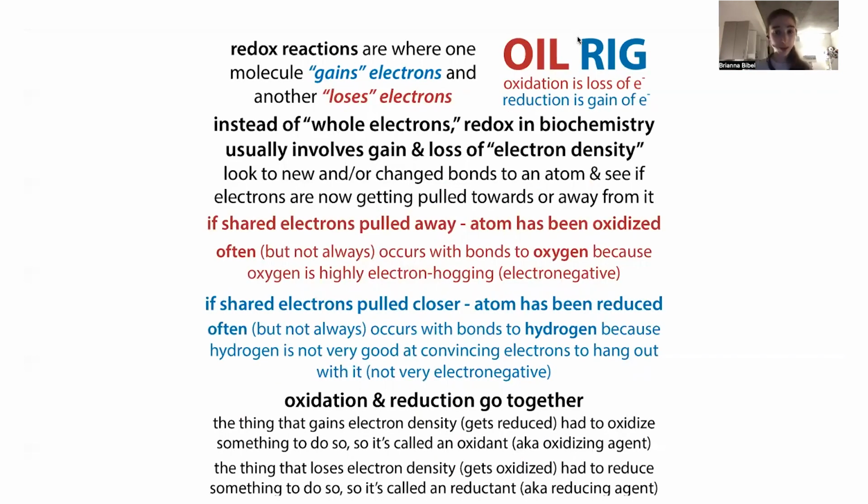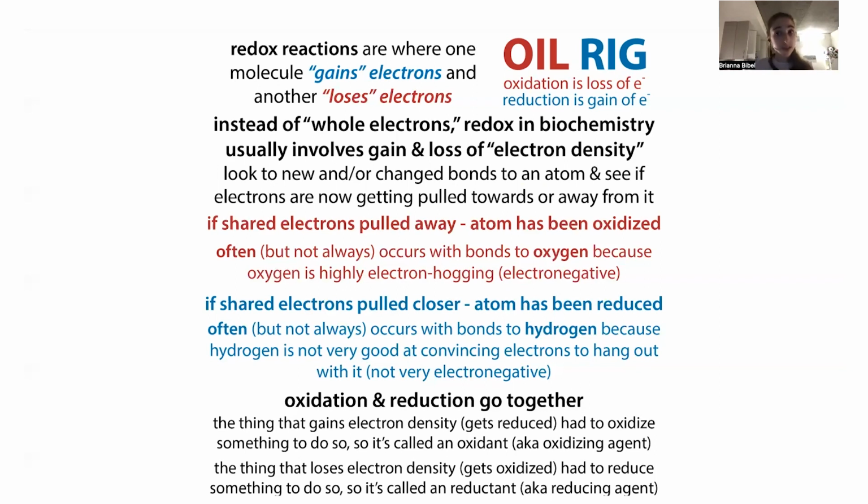But another confusing thing about chemistry is we're often dealing, remember, with this electron density rather than actual individual electrons. And so it's easier to think about in terms of the ownership of those electrons. Where would the electrons hang out more? They're going to hang out more with the one that's more electronegative. So if something forms a bond to something that gets those electrons, that thing is more electronegative. Those electrons that they were sharing get pulled away more. Then that thing has been oxidized, even if you can't see that there's an actual electron being lost.